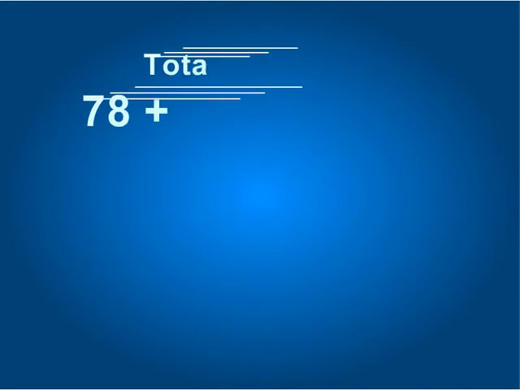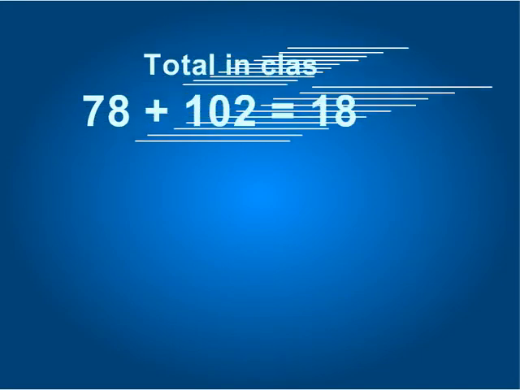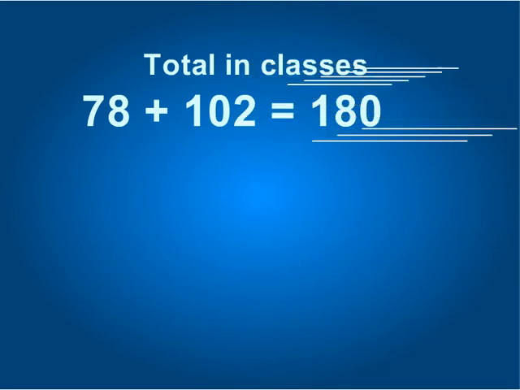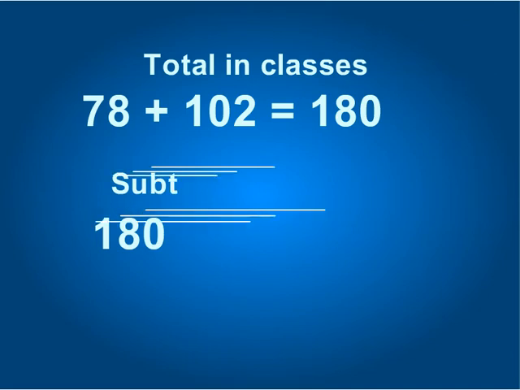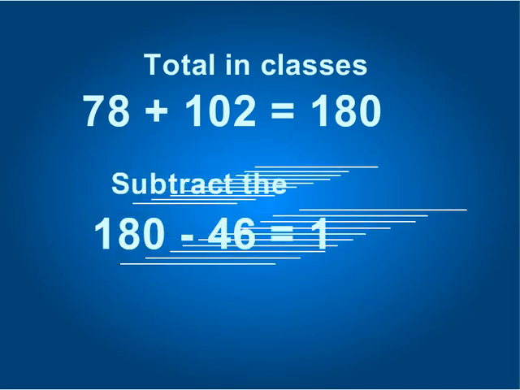The math is easy as long as you have the reasoning to back it up. First, we want the total in the classes. We've got 78 and 102, so there's 180 students enrolled in these 2 classes. But there are 46 that overlap or are in common. So we subtract that from the 180, we find out there are 134 students, actual students in the 2 classes.